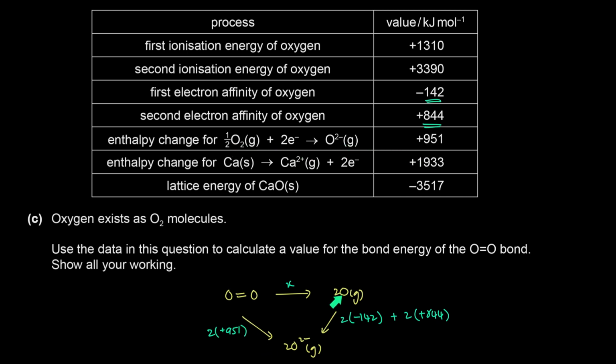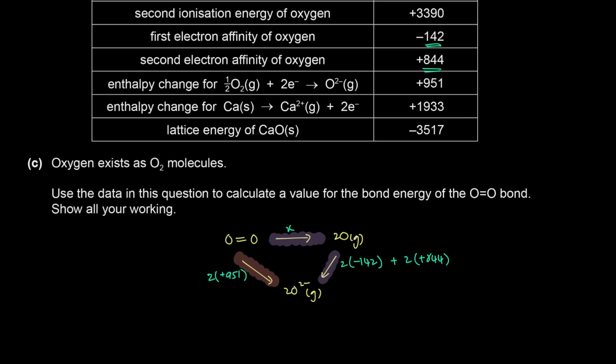Or we can also convert the oxygen atoms into oxide ions. And since we have 2 moles of oxygen atoms, that's 2 times the first electron affinity plus 2 times the second electron affinity. So over here, we can either go directly from oxygen molecules to oxide ions, or we can first break the bond, that's the bond enthalpy, and then we can convert the oxygen atoms into oxide ions. Those are the first and second electron affinities.